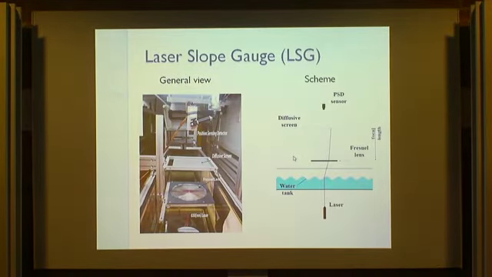Okay, so to measure the three-dimensional structure of the waves, we have a laser slope gauge here, which consists just of a laser under the wave tank, and the beam of the laser deflects when it meets a wave, goes through a Fresnel lens to the diffusive screen, and the Fresnel lens puts the laser beam at an exact point for the waves with the same steepness. So it doesn't matter how high the waves are, there's only one point for each steepness on the diffusive screen.